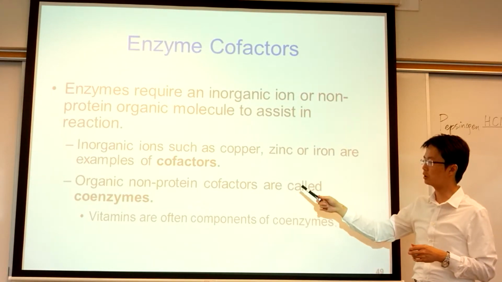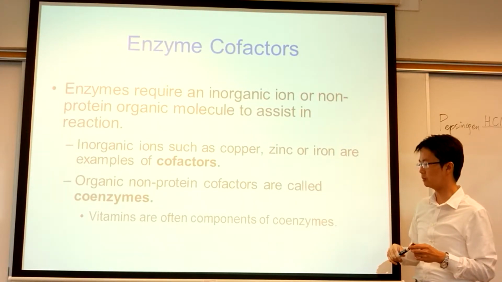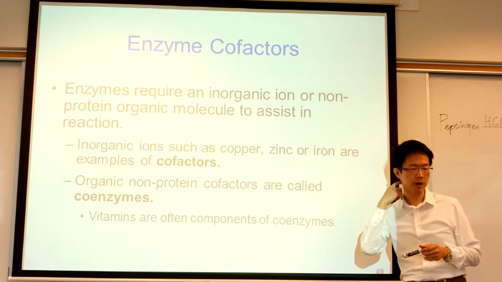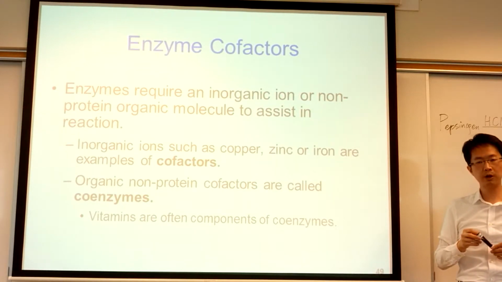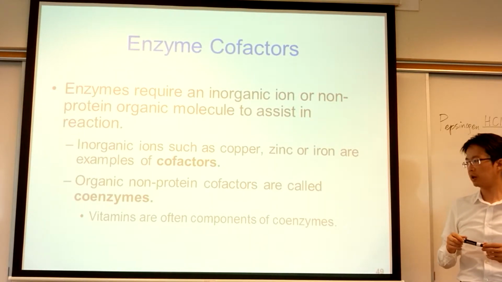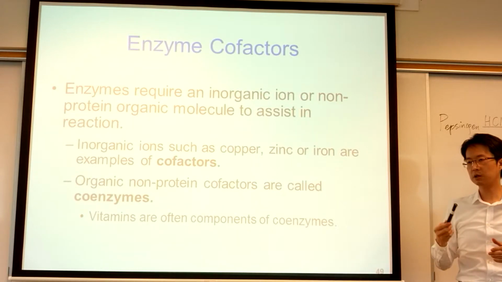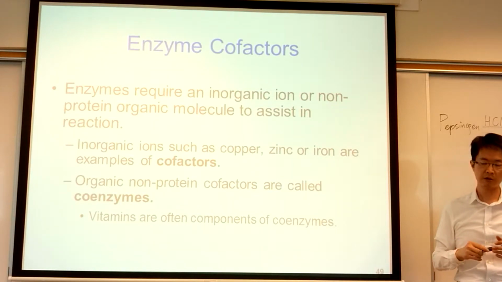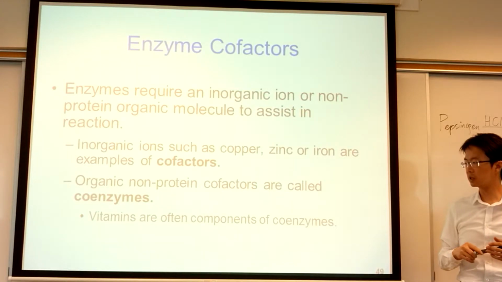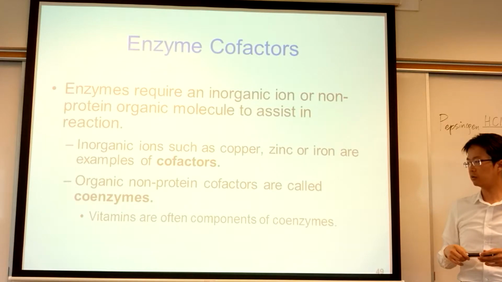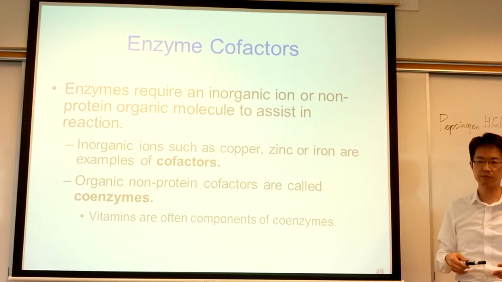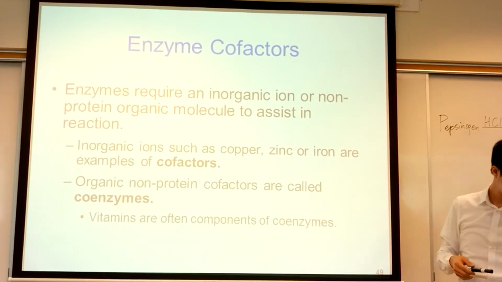For a non-protein cofactor, we call it a coenzyme. So vitamin is an example of a coenzyme. We haven't talked about cellular respiration, but in the next class lecture, we'll talk about cellular respiration. In that lecture, we'll learn that coenzymes play an important part in producing ATP.